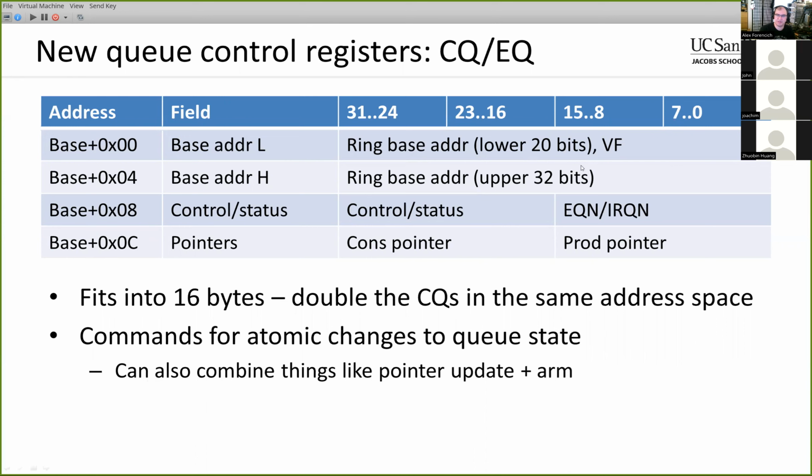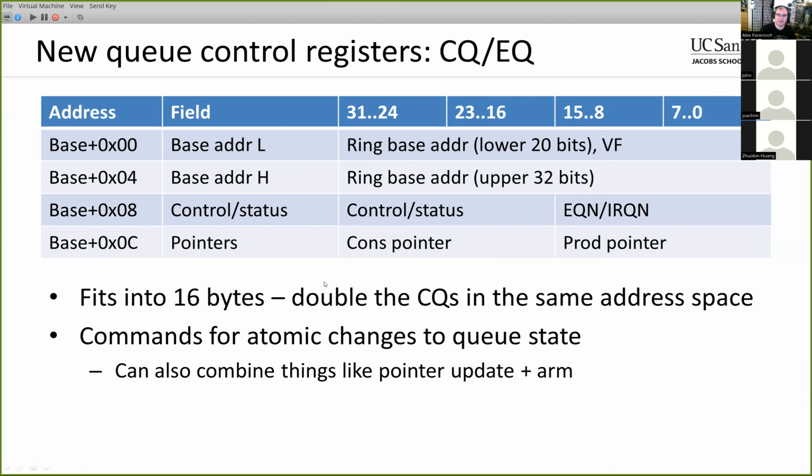Yeah, so the ring base address, we got the lower 20 bits in the first register, the upper 32 bits in the second register, and then the third register has the control and status bits and the event queue number or IRQ number, depending on whether it is a completion queue or an event queue. And then the final register here has the pointers, the consumer pointer and the producer pointer.